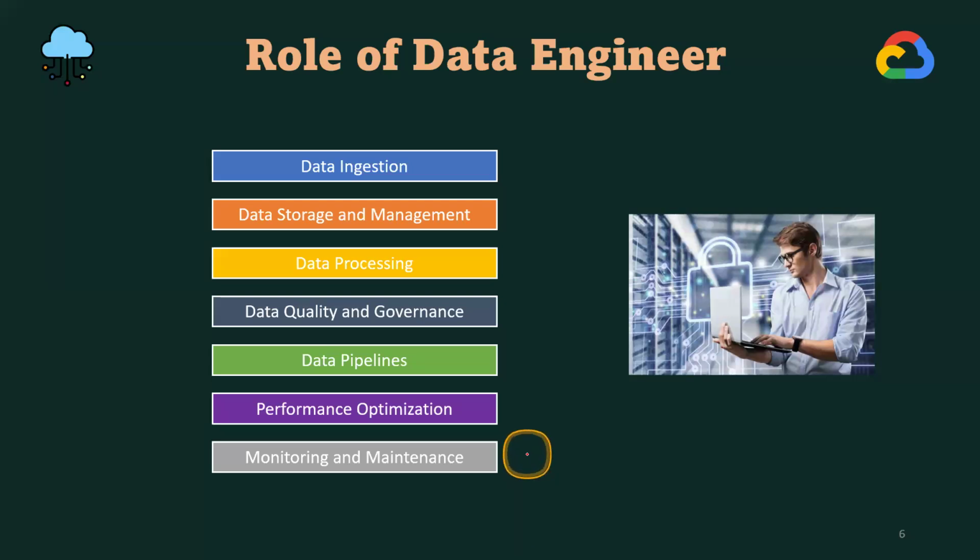Otherwise, the downstream people are getting the wrong data, which will create a lot of chaos in the analysis. So that is the reason monitoring and maintenance of your pipelines are a very important activity, making sure that it is running smoothly without any errors. Okay, so that is what monitoring and maintenance is, everyone. So this is what the data engineer does every day, guys.